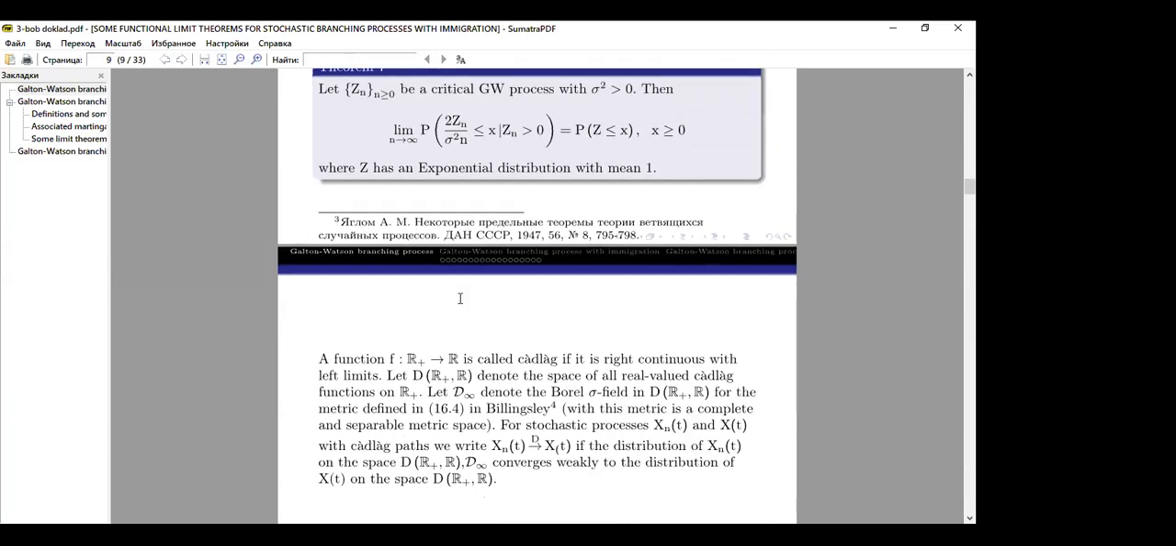Now I have to consider functional limit theorems for branching processes, and I need some Skorokhod space. A function is called càdlàg if it is right continuous with left limits. Let the space D denote the space of all real valued càdlàg functions on R plus, the half line. We denote by D the Borel sigma field in this space for the metric defined in Billingsley.